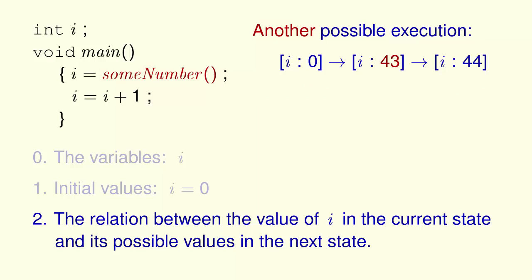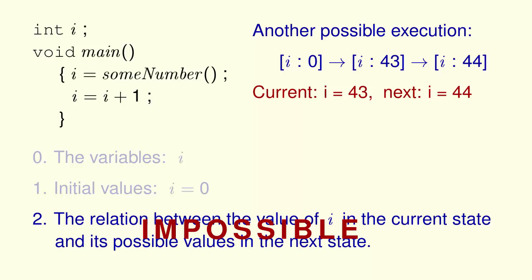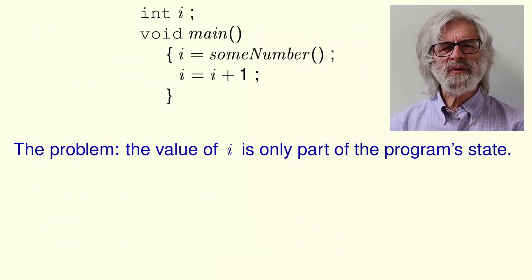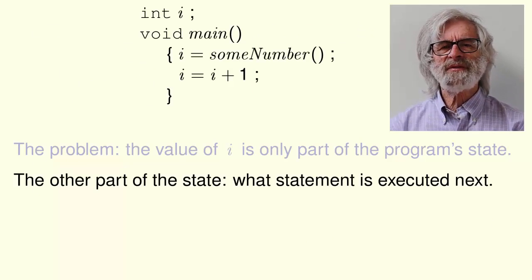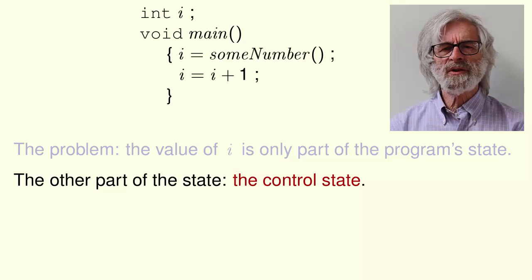Let's look at another possible execution in which the call of SomeNumber returned the number 43. In this execution, when the current value of I is 43, its next value must be 44. This execution and this execution require different next values of I for the same current value 43. So it's impossible to represent the program as a state machine in this way. The problem is that the value of I is only part of the program's state. There's another part of the state that specifies what statement is to be executed next. That part of the state is called the control state.